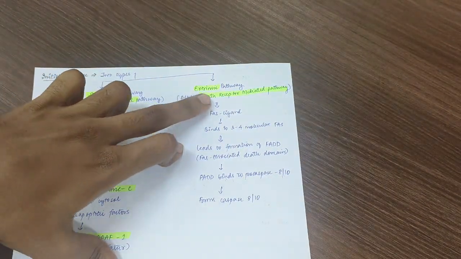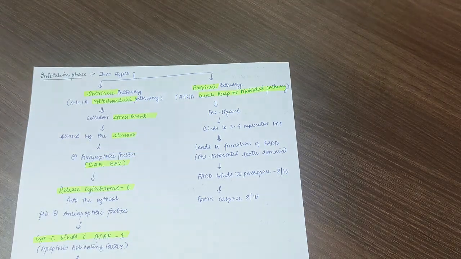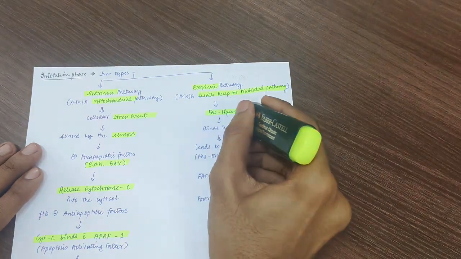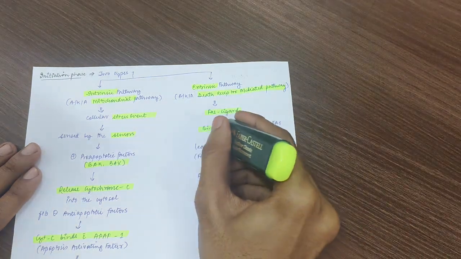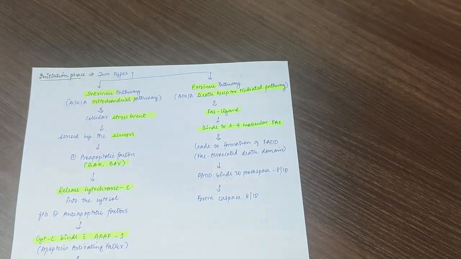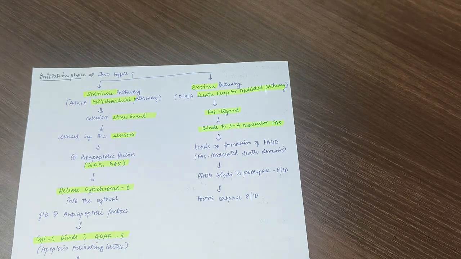In the extrinsic pathway, we said it is the death receptor mediated pathway, right? So there should be some death receptors. The FAS ligand will bind to 3 to 4 molecules of FAS. Initially the FAS molecules are single, so the FAS ligand will not bind to them. So these FAS molecules combine, 3 or 4 of them, to form a big molecular structure, so that the FAS ligand can bind to the huge FAS complex. Now after this formation, what happens?